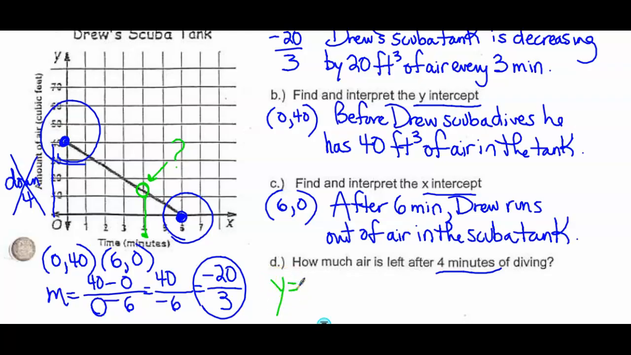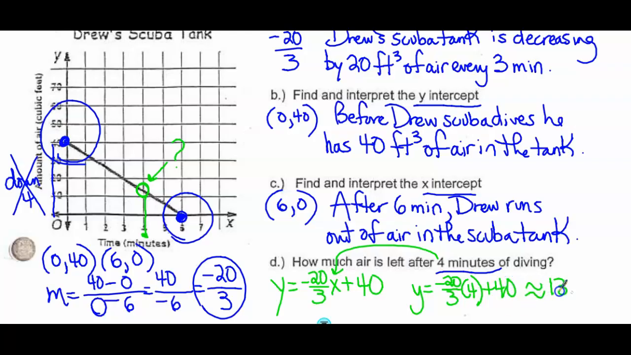We learned slope-intercept form. So if you have a slope, which is negative 20 over 3, x, plus the y-intercept, you can take that 4 and sub it back in for x. So you put in your calculator, you do negative 20 over 3 times 4 plus 40, and you would get about 13.3 cubic feet of air.